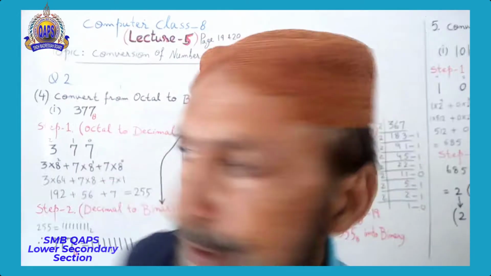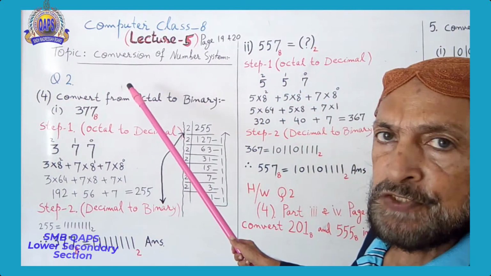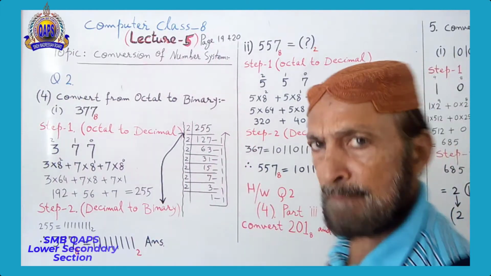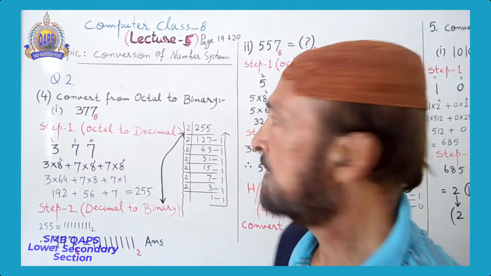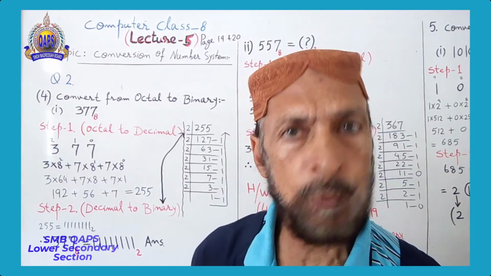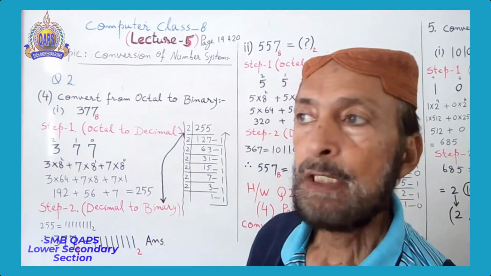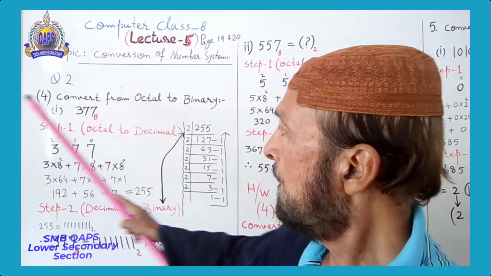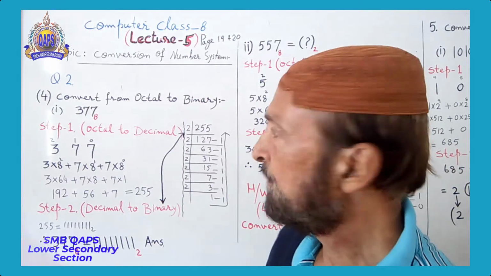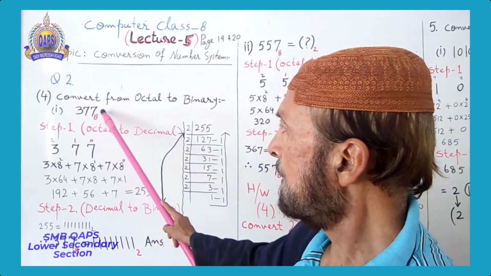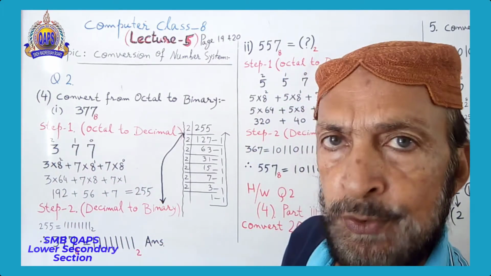Now, the topic is conversion of number system. We have done many things, and the chapter is going to be finished. Question number 2. It's 4 parts. Convert from octal to binary. 377, which is the octal number, convert it into binary.